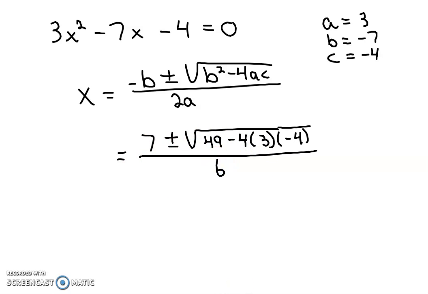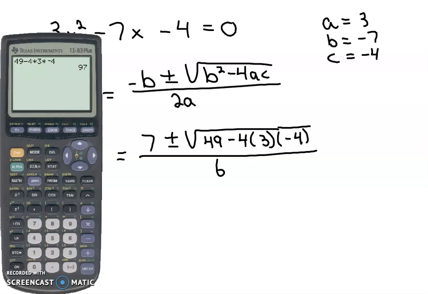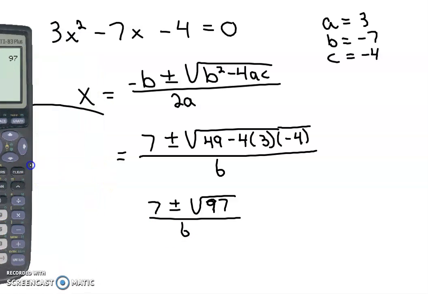Okay. So now I'm going to pause and calculate here. You can see I used my little online calculator here. So then I ended up with 97 inside the square root sign, because 49 minus 4 times 3 times negative 4 was 97, all divided by 6. Okay, and that's what x equals.